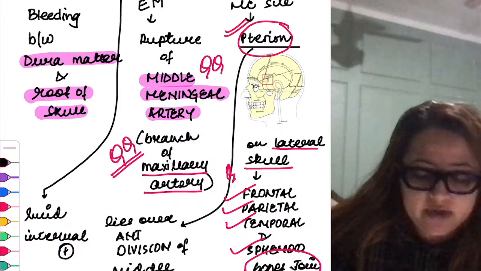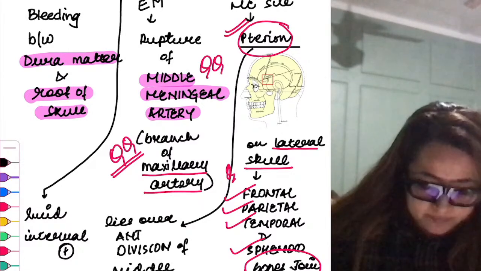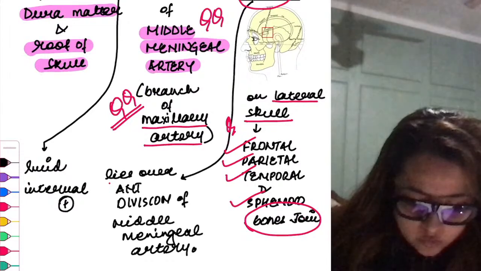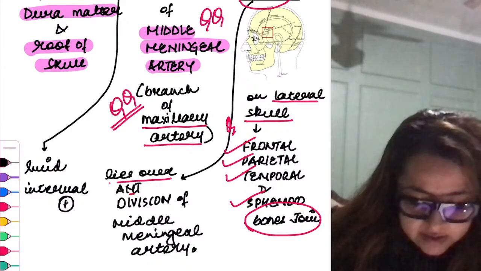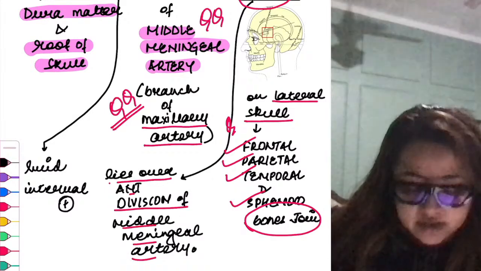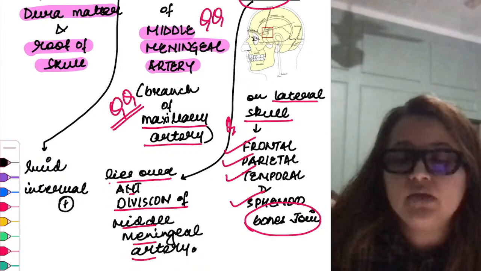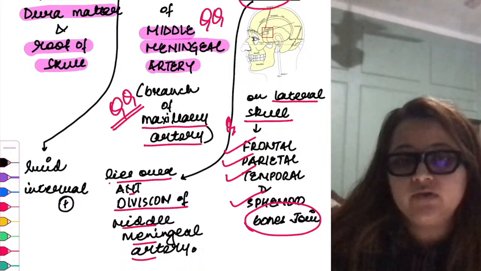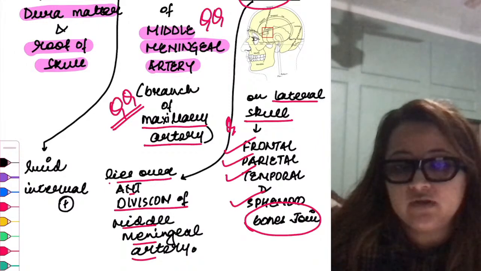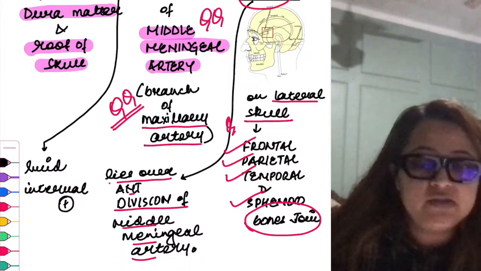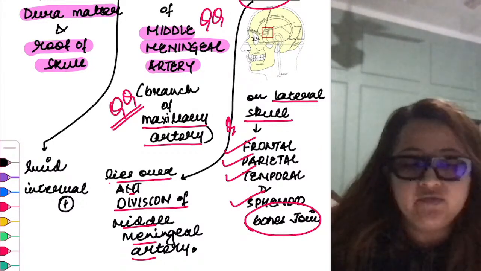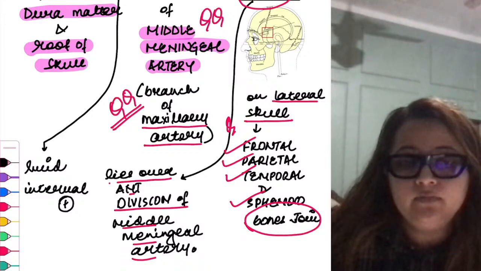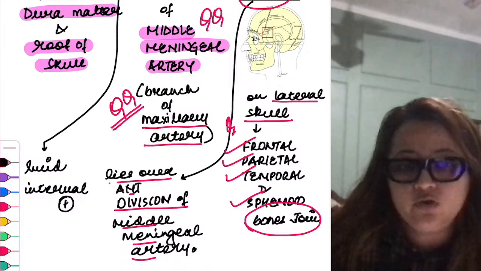This is a very weak point, and what is lying over this Pterion? The anterior division of the middle meningeal artery lies over this Pterion. Okay, so whenever there is breakage in the Pterion, whenever there is a fracture over here, obviously the anterior division of the middle meningeal artery will get ruptured. And if this gets ruptured, what will happen? There will be blood in the epidural space leading to epidural hematoma.